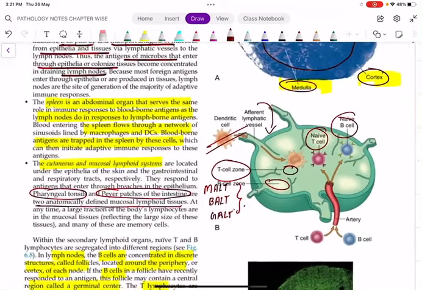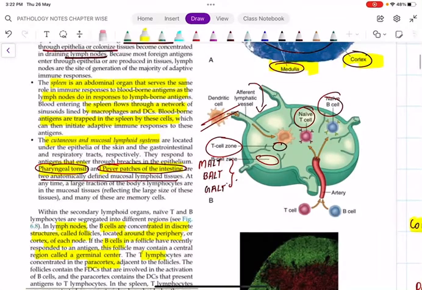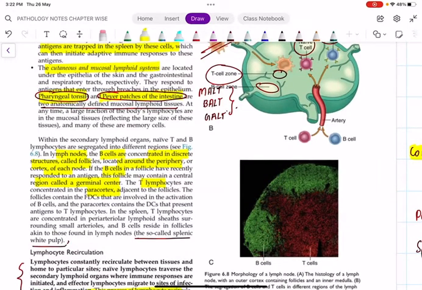Then we have the spleen. It is an abdominal organ, usually called the graveyard of RBCs. It also prevents antigens from getting into the blood and degrades the antigens. Next we have the cutaneous and mucosal lymphoid system: MALT, mucosa associated lymphoid tissue, bronchial associated lymphoid tissue, and gut associated lymphoid tissue. The best examples are the pharyngeal tonsils and the Peyer's patches of the intestine.